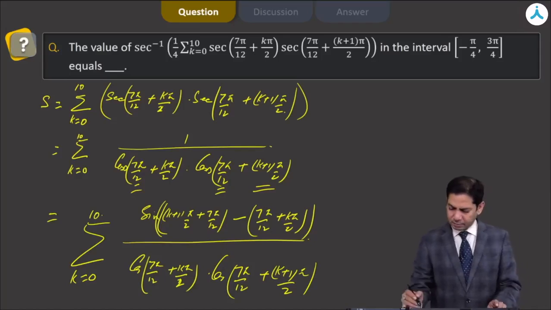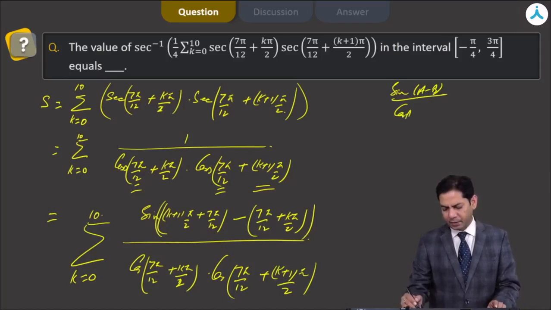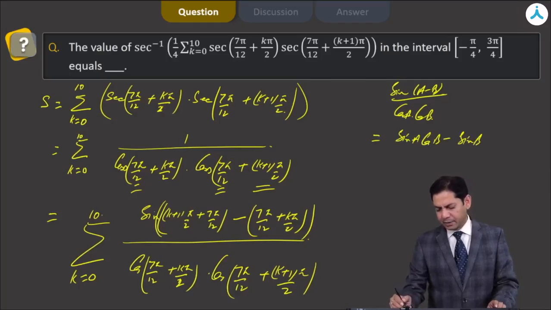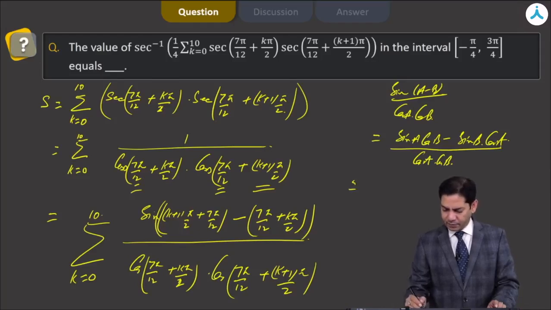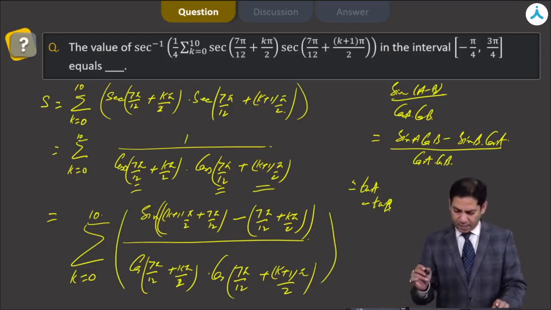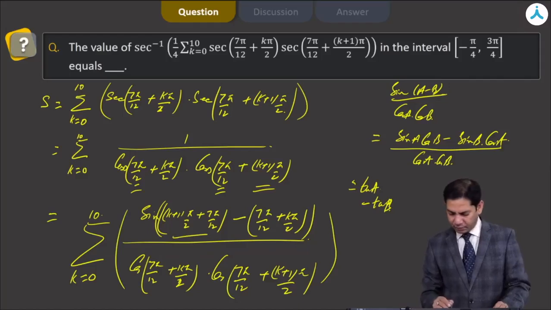Now this is a situation like sine of (a minus b) divided by cos a cos b. If you apply the formula of sine (a minus b), this will be sine a cos b minus sine b cos a, divided by cos a cos b. That will give us simply tan a minus tan b. That means this whole expression is giving us tan a minus tan b. This is a for us and this is b.